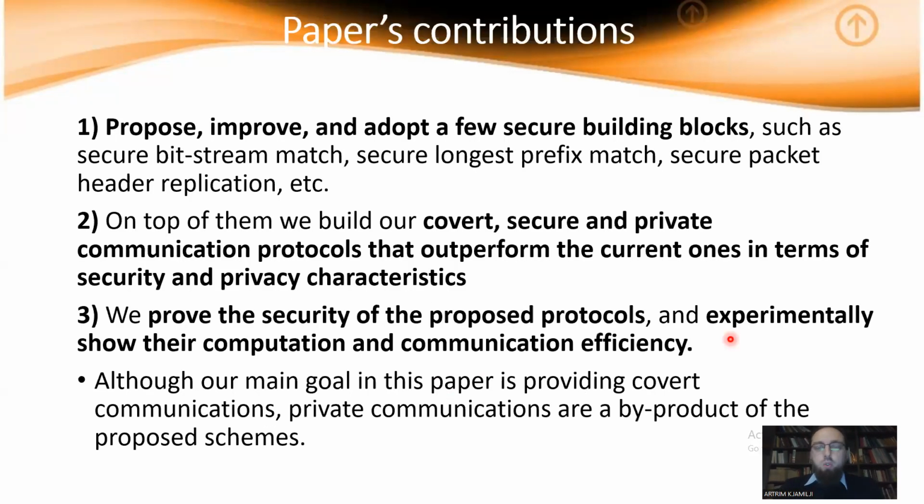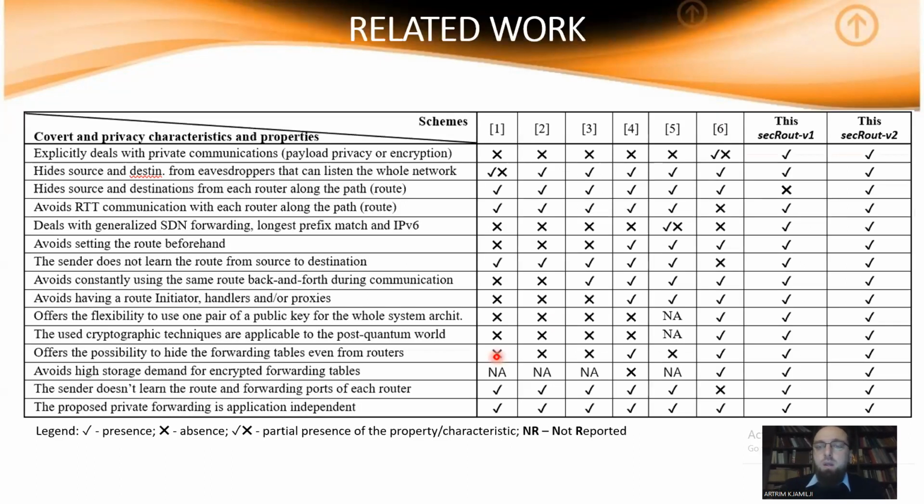To this end, this paper proposes, improves, and adopts a few security building blocks. On top of them, we proposed a couple of covert, secure, and private communication protocols that outperform the current ones in terms of security and privacy characteristics. Also, we proved the security of the proposed protocols and experimentally show their computation and communication efficiency. This table basically summarizes and compares the two proposed secure routing or forwarding protocols with some of the related schemes among different covert security and privacy characteristics.